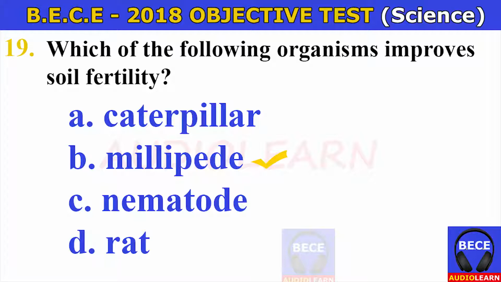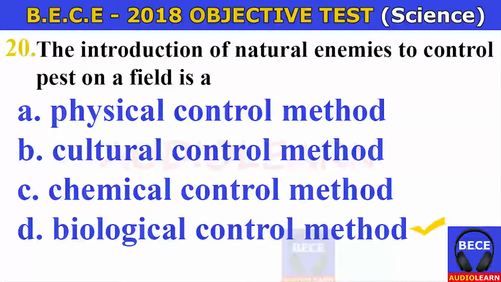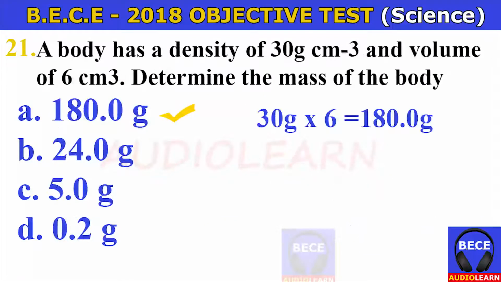Number 20. The introduction of natural enemies to control pests on a field is A. physical control method, B. cultural control method, C. chemical control method, D. biological control method. And the answer is D. biological control method. The introduction of natural enemies to control pests on a field is D. biological control method.